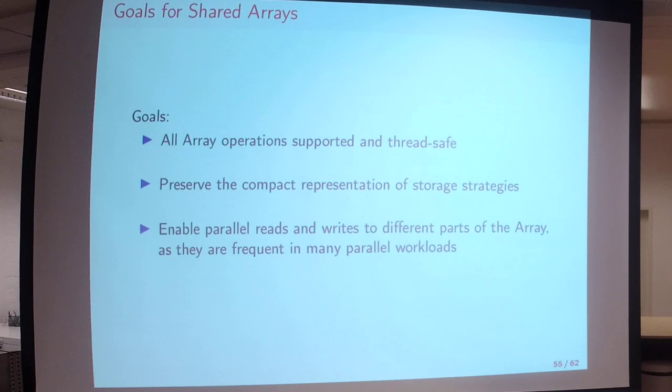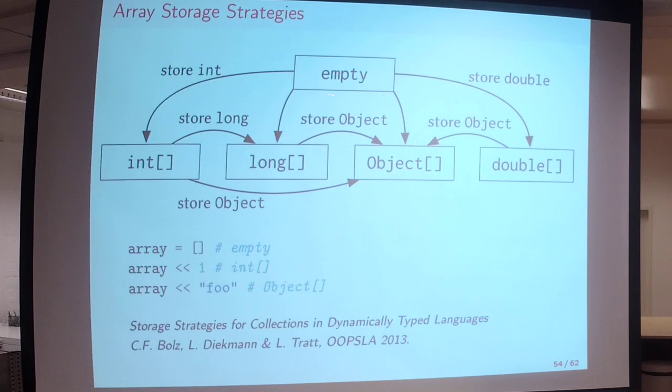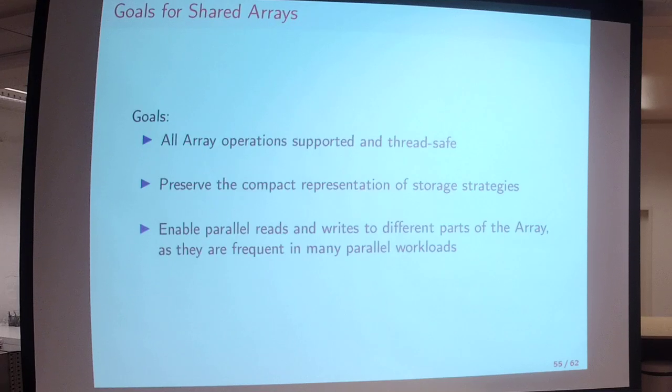And what we do is, okay, wait, first the goals. I want to add this shared array. I want to make this work also and make it thread safe, right? And this is complicated because now the array can move between these strategies and change the storage and so on. If two threads try to change the storage at the same time, bad things will happen. So how do we fix this? I want to make all array operations thread safe, so basically the same semantics as MRI. I want to preserve this optimization of storage strategies. And I want to still enable parallel reads and writes to different parts of the array.